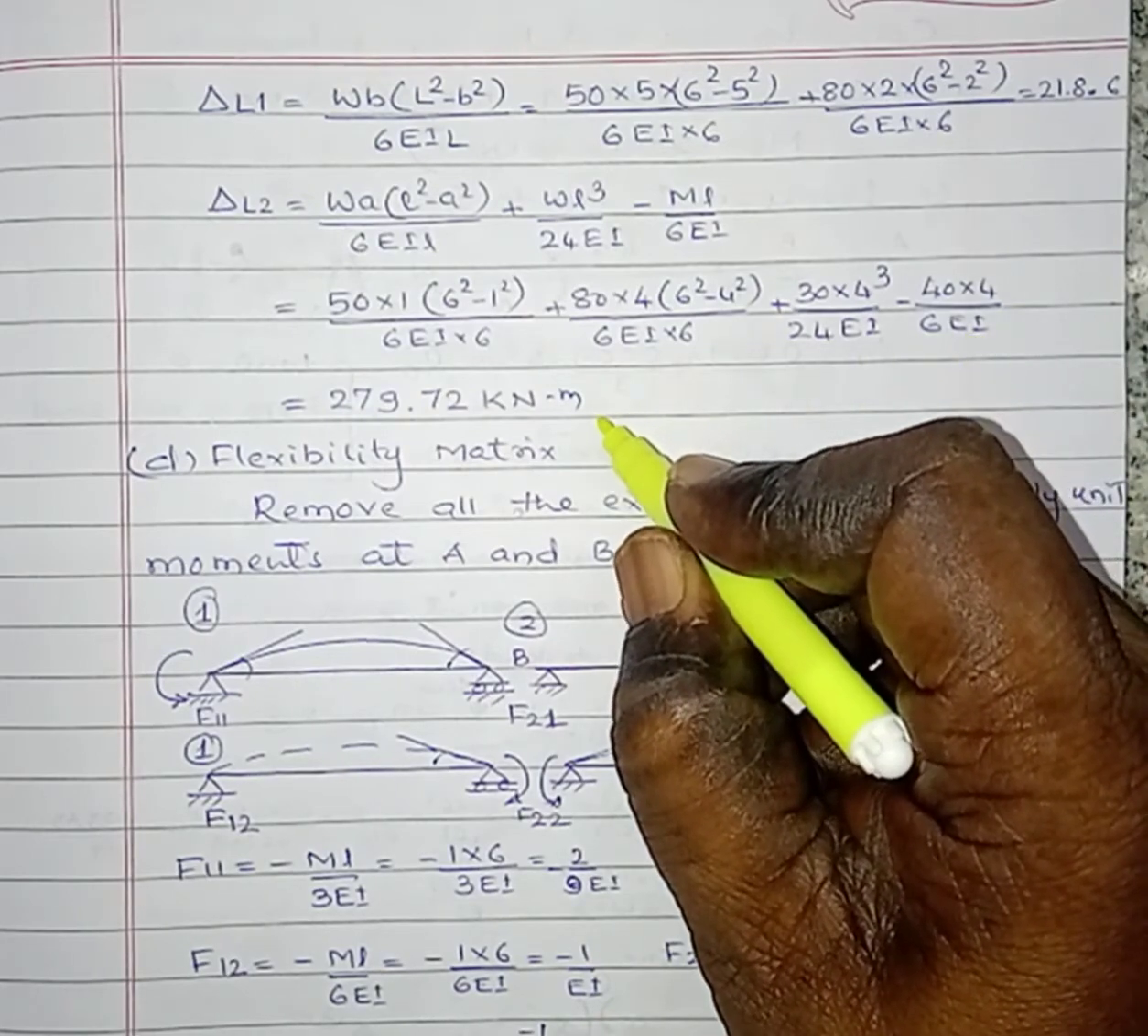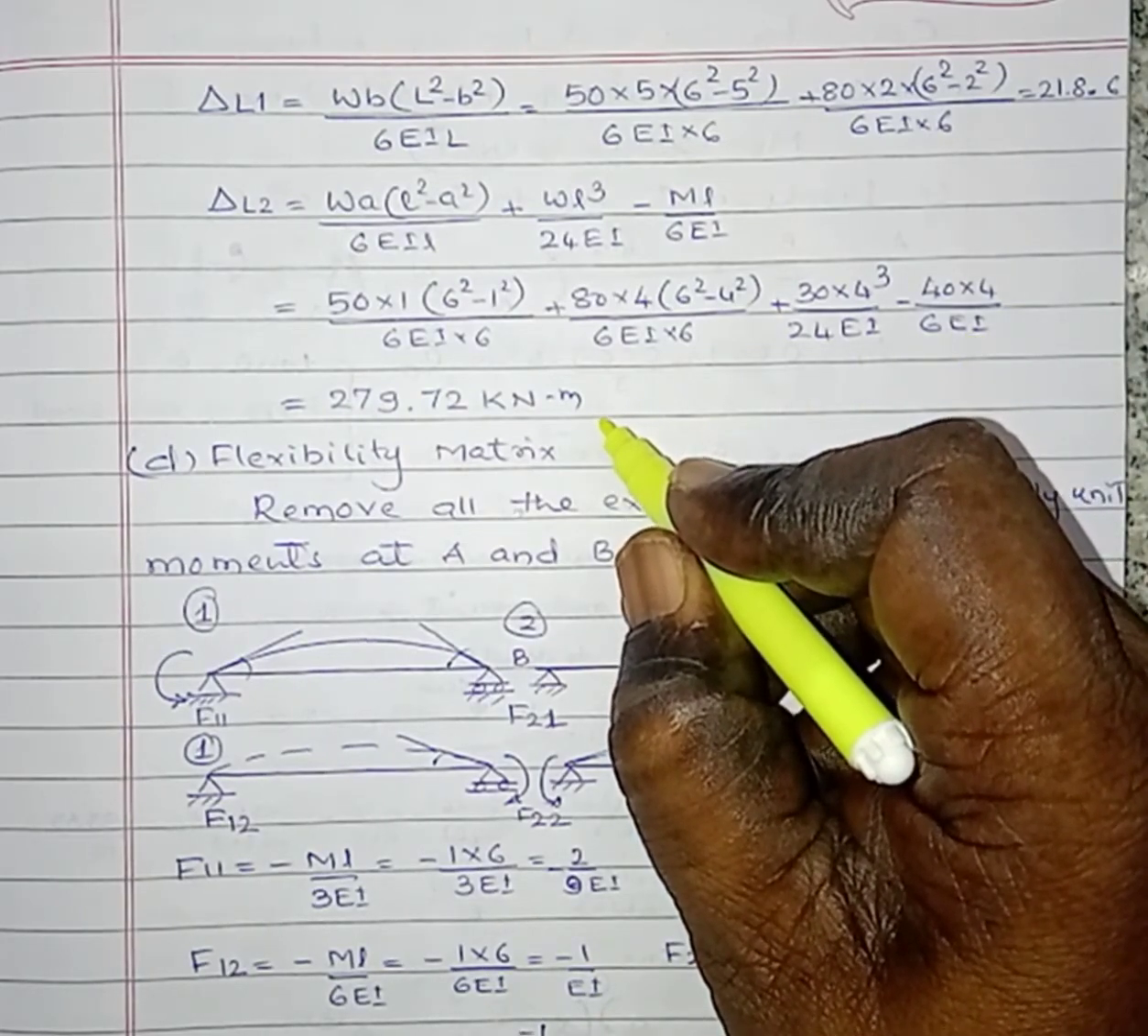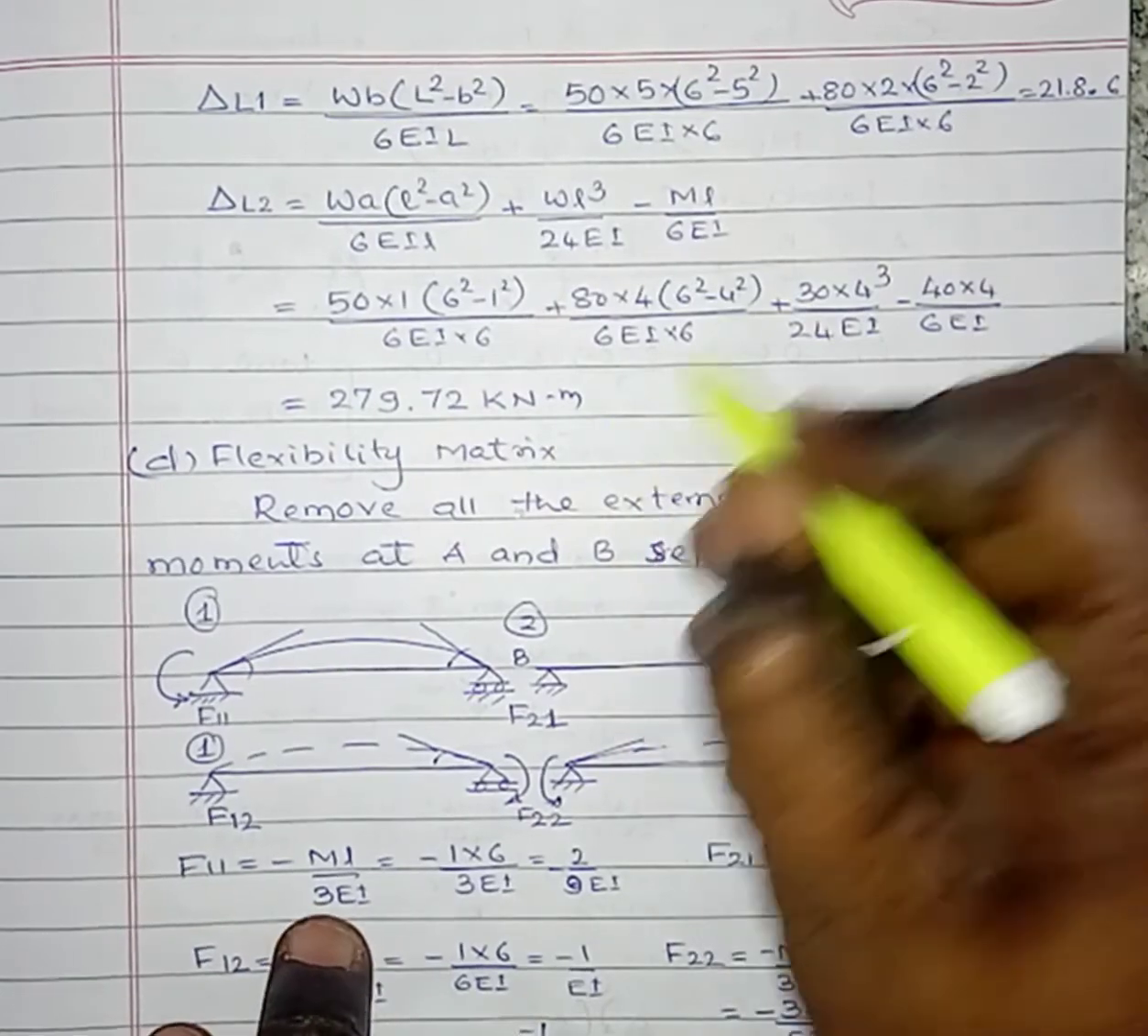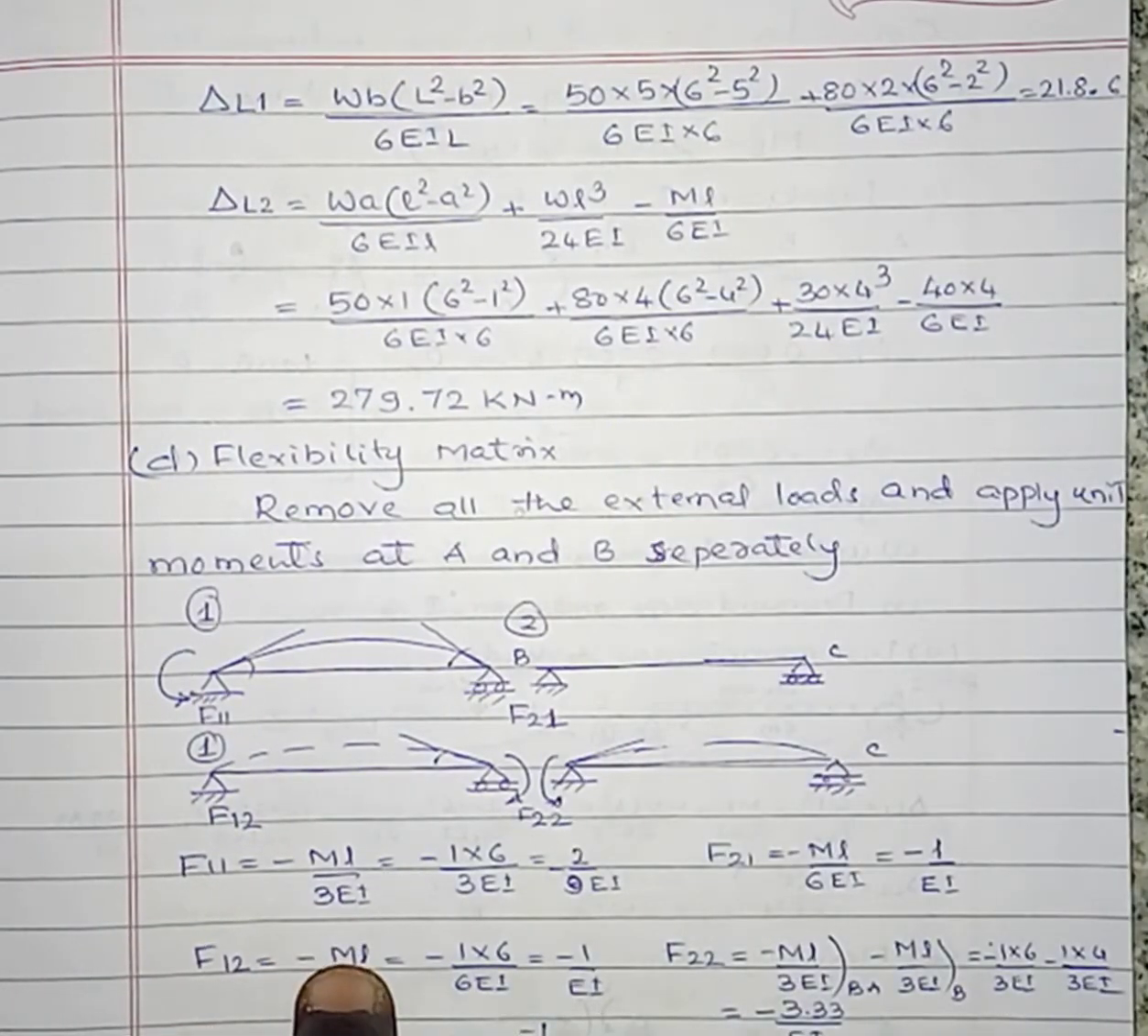After simplification you will get 279.72 as the displacement at 2 due to the applied load. Now we have got the displacement matrix due to the load.